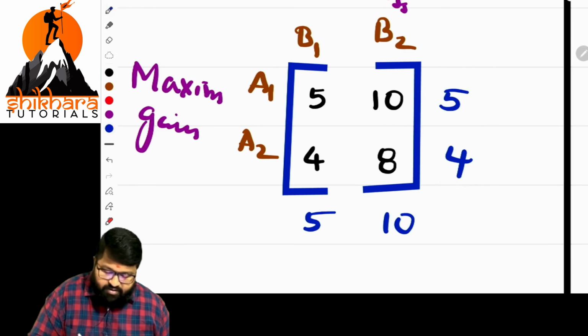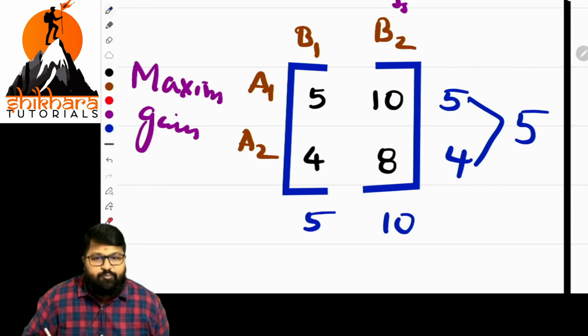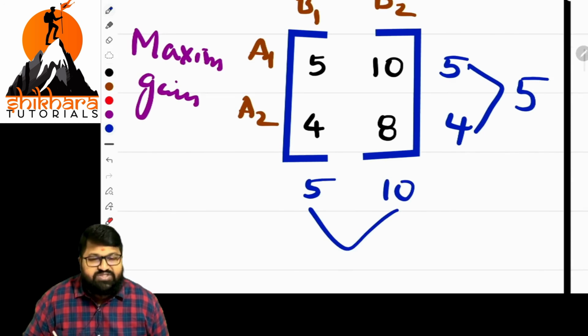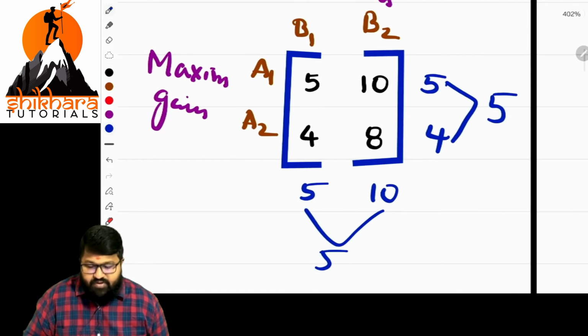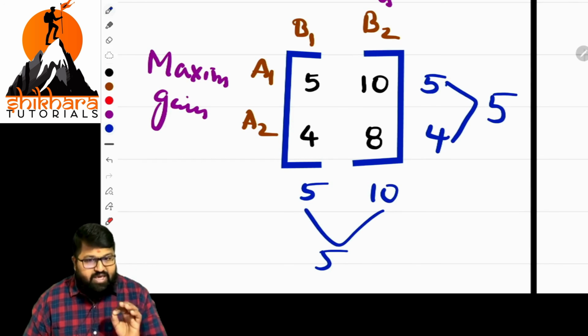What is the point now? From these two values we are taking the maximum value. Next, from these two values, take the minimum value. What is the minimum value? 5. So is it done? If it is clear to you, I'm explaining again step by step.